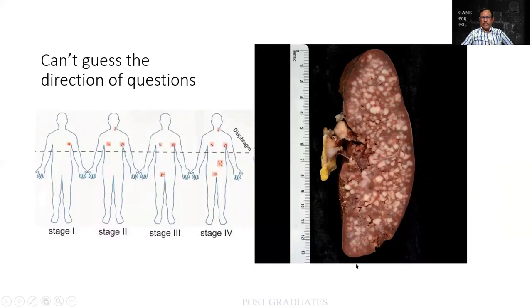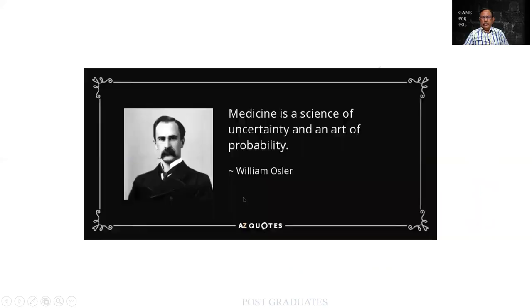And whenever I see a specimen of a spleen or a lymphoma is given to me, I cannot guess in what direction the questions will go. And this is a picture of an Ann Arbor classification of the Hodgkin's lymphoma and the staging. So we people should have anything in mind starting from the etiology up to the staging, or even an autosplenectomy. That is why it is said, medicine is a science of uncertainty and an art of probability. William Osler, a famous physician, has said that as is your pathology, so is your medicine.